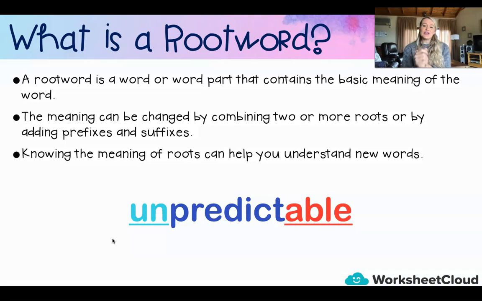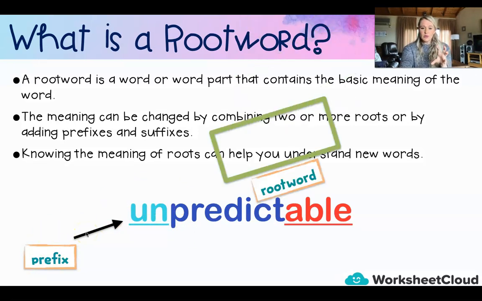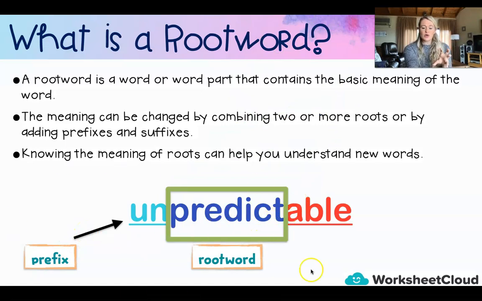And so if we look at the word unpredictable, if I break up this word, the two letters un would be part of our prefix, but more importantly, the root word of this whole word unpredictable is the word predict. And if you predict something, you have a guess of what is going to happen, almost. And so that is the root word of this entire word.